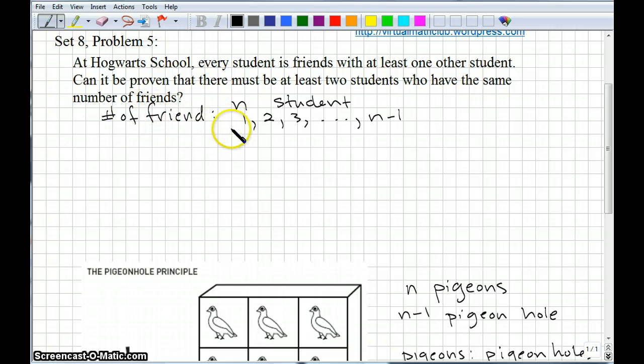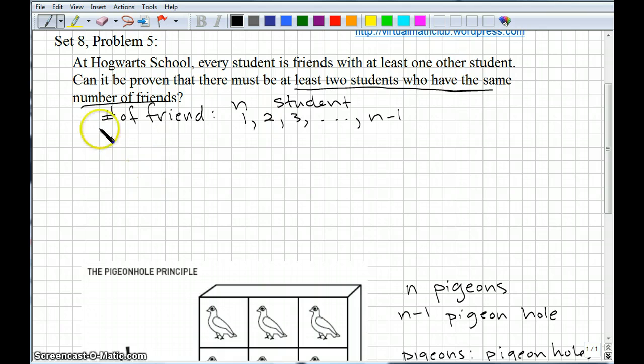So once you have that, you see how that relates to pigeons and pigeonholes? So essentially the pigeons are the students and the pigeonholes are the numbers of friends. Okay, so we're sorting them by number of friends, and we only have n minus 1 categories to sort them into, so some category is going to have to be filled by more than one student. Okay, so the answer is yes. We can prove that at least two students have to have the same number of friends. Okay?